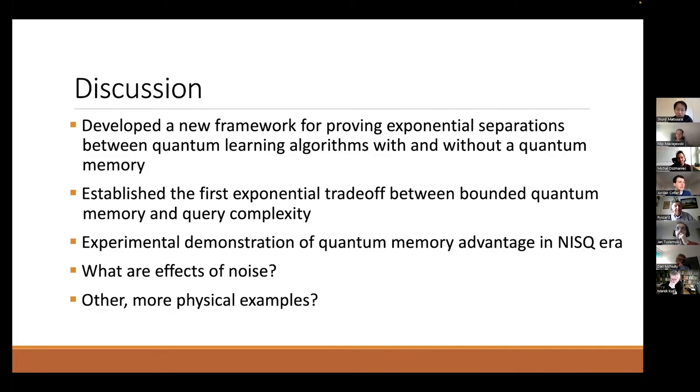How do I say? Let me be careful about what we mean by quantum machine learning. Let me distinguish between two different possibilities. A lot of the ideas in here, maybe I'll stop sharing so we can all talk. I can always reshare if we want to look at the slides.